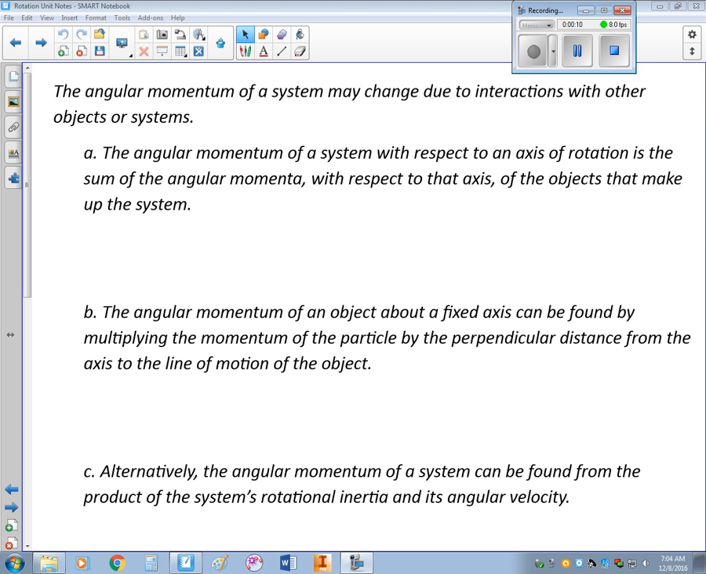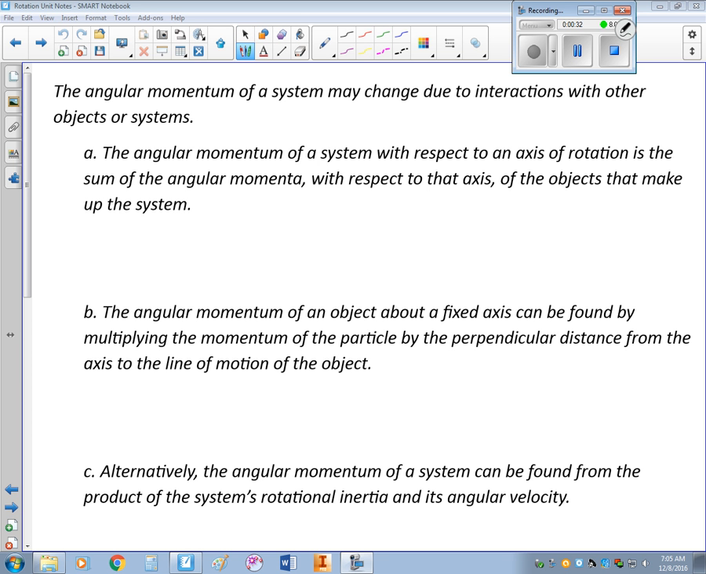The angular momentum of a system may change due to interactions with other objects or systems. For example, the angular momentum of a system with respect to an axis of rotation is the sum of the angular momenta with respect to that axis.